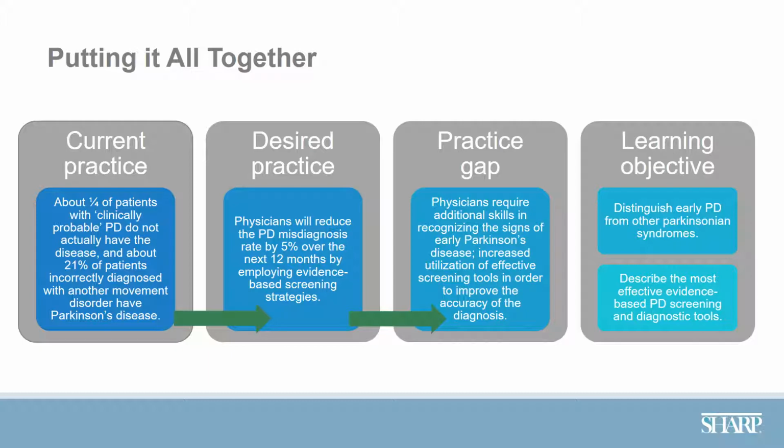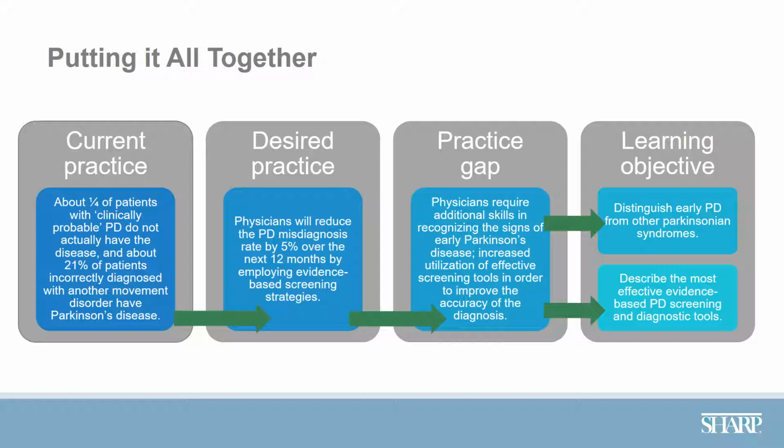So finally, from this, what learning objective or objectives can we determine? And in this case, we've actually come up with two. The first one, distinguish early Parkinson's disease from other Parkinsonian syndromes. All right, so that's going to help us have less misdiagnoses, correct? If we can do a better job of telling Parkinson's disease from other movement disorders, then hopefully people will be categorized correctly early on in their diagnosis process.